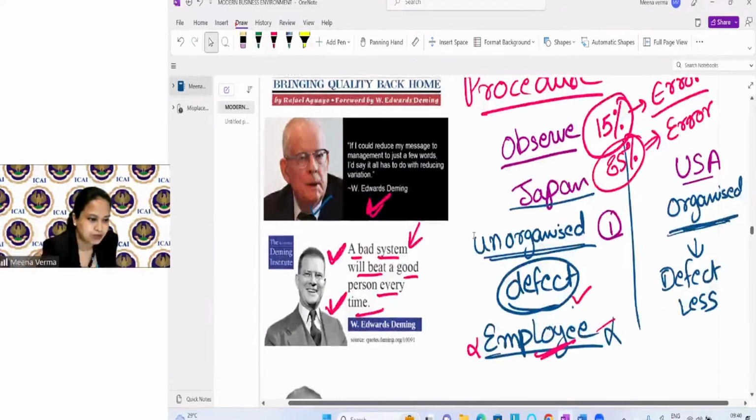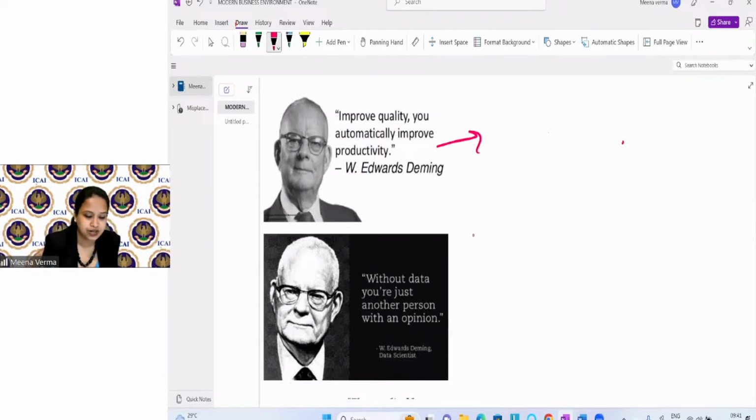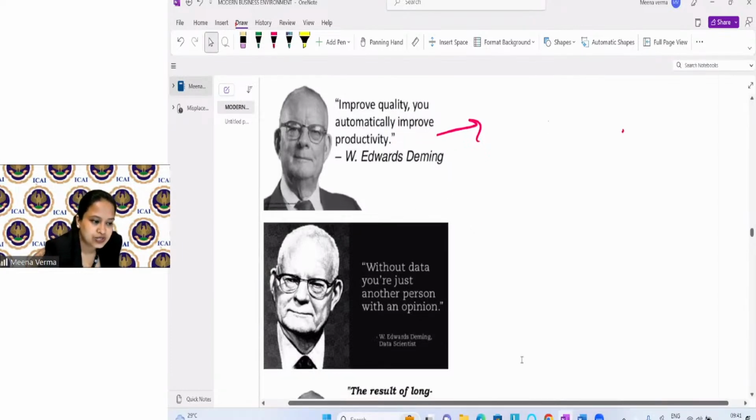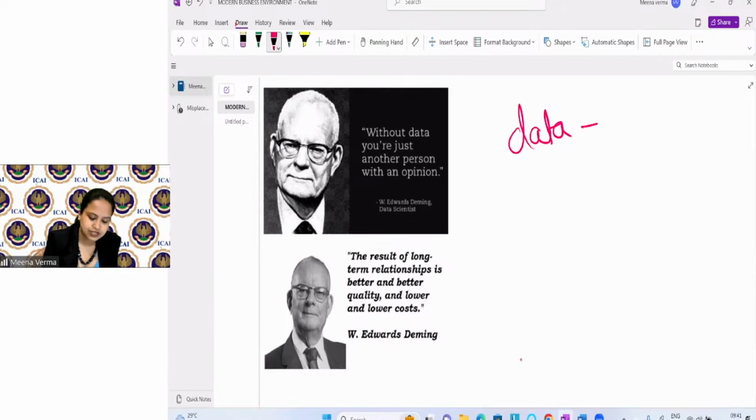Okay, let's read some more points. Right. So next point, what is written here: improve the quality of the product, production will improve, sale will improve, right? Focus on improving the quality. Without data, you are just a person with an opinion. So if you want to give an opinion, first consider the data, and after considering the data, give the opinion. Without data, without proof, don't give an opinion, right?